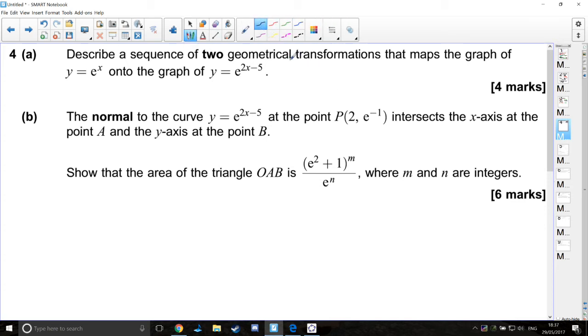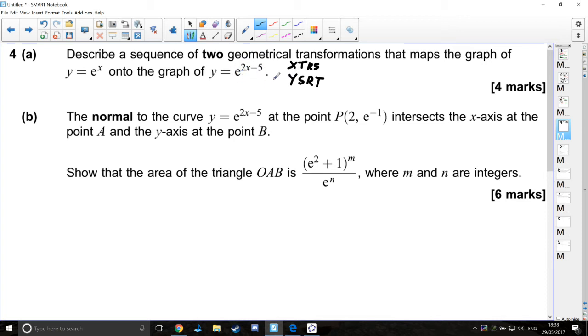For order of transformations, I tend to just remember what the orders should be. In the x direction, it should be translations, reflections, and then stretches. It doesn't matter which way reflections and stretches go, but this is how I remember it. And in the y direction, you've got your stretches, reflections, then translations last. So let's have a look and see what we can see straight from here.